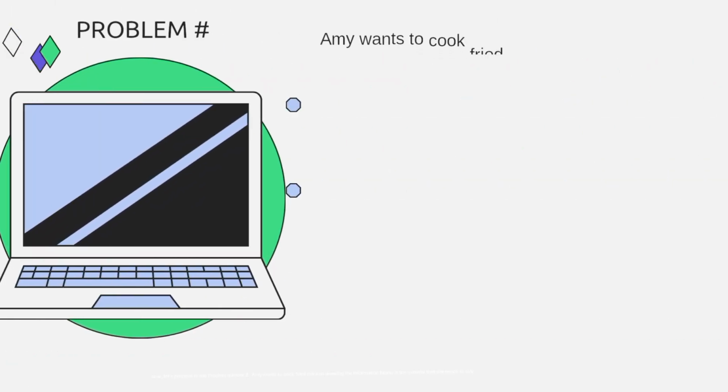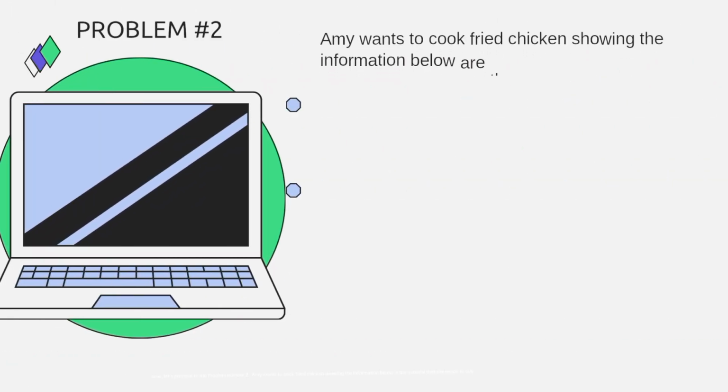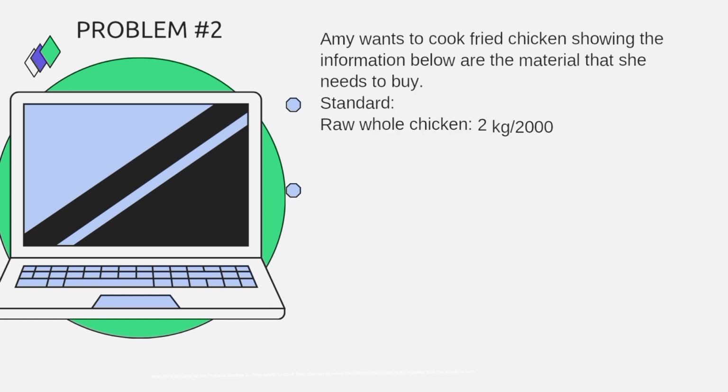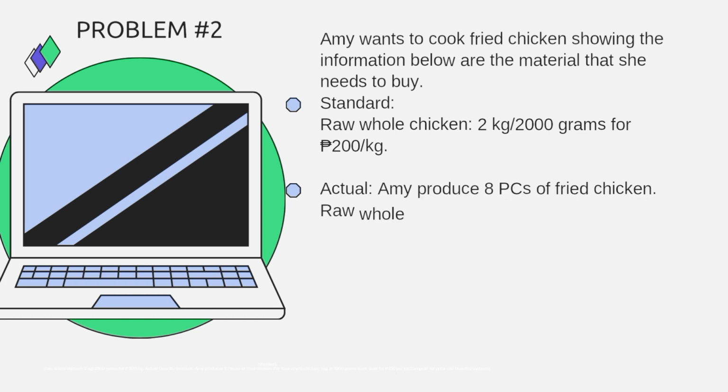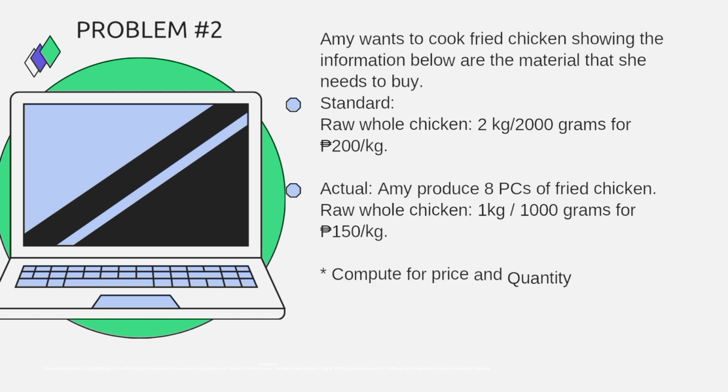Now, let's proceed to problem number 2. Amy wants to cook fried chicken. The information below is the material that she needs to buy. Standard, raw whole chicken, 2 kg at 200 per kg. Actual quantity produced, Amy produces 8 pieces of fried chicken. For raw whole chicken, 1 kilogram or 1,000 grams were used at 150 per kg. Compute for price and quantity variance.